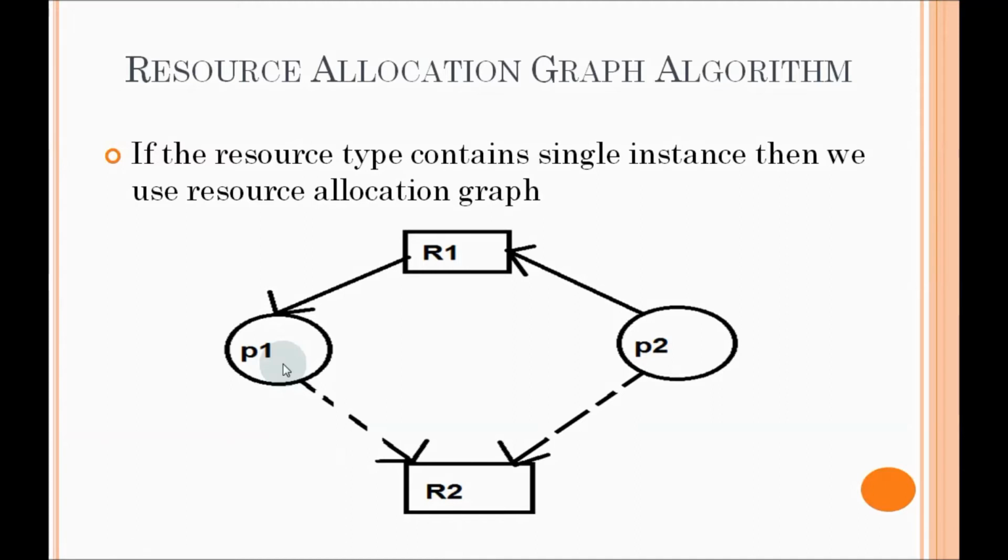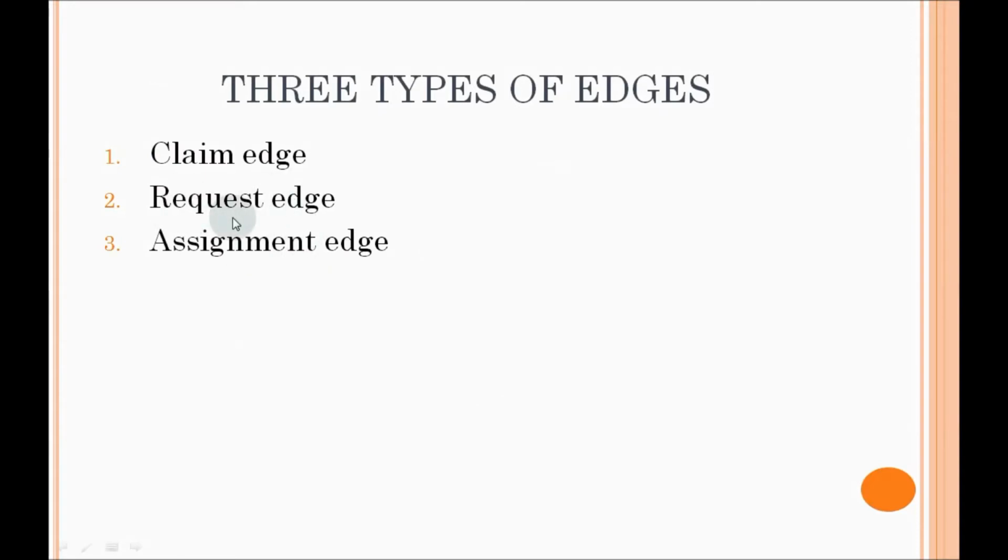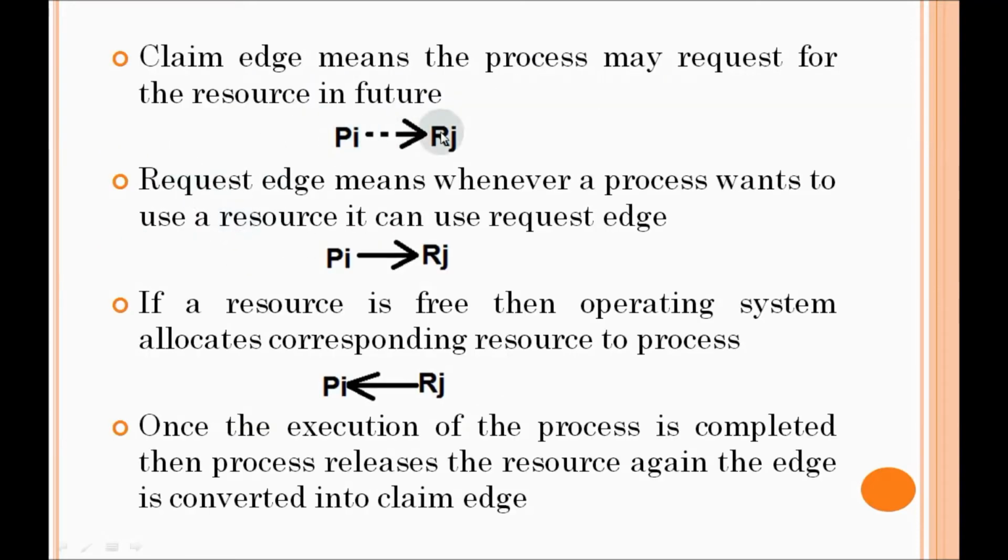It may request. I can't guarantee that it will request, but it may request. Then I can call this edge a claim edge. Getting, guys? Now, what is the request edge? You can see the notations here, right?